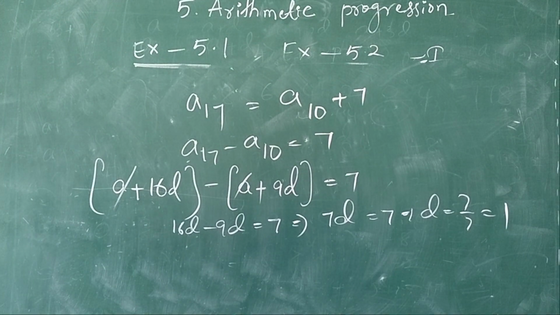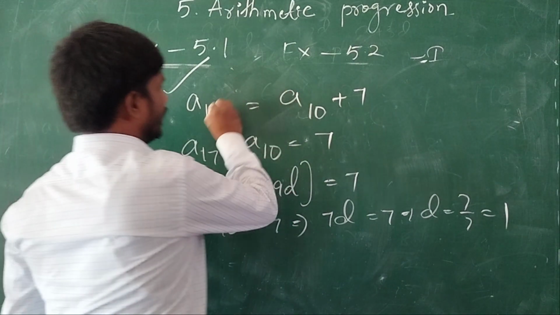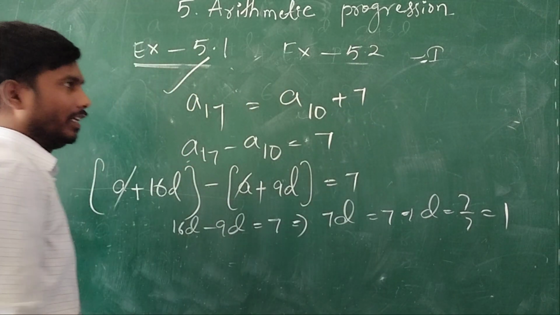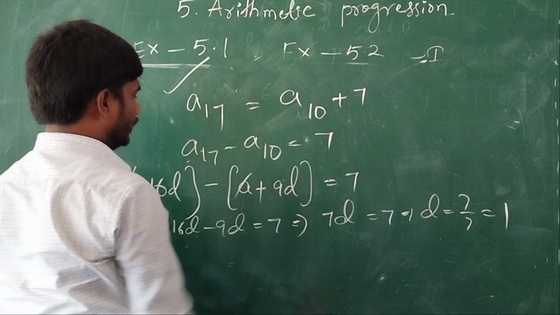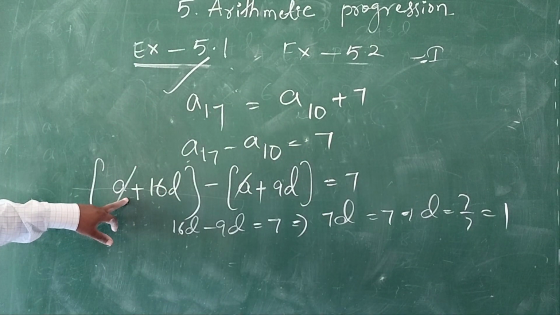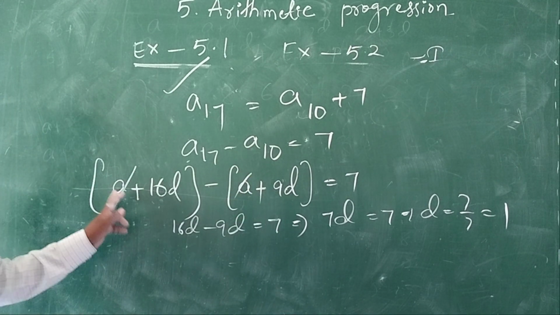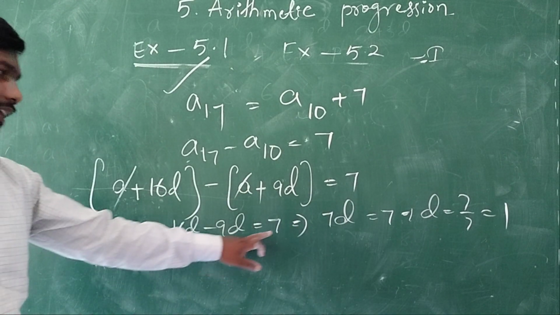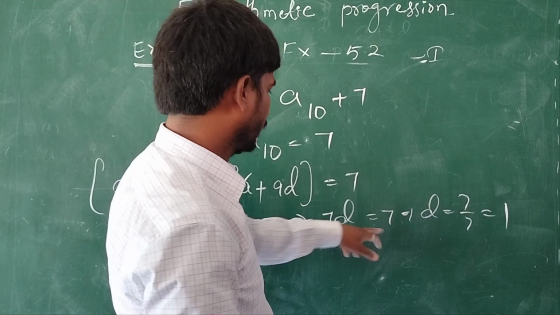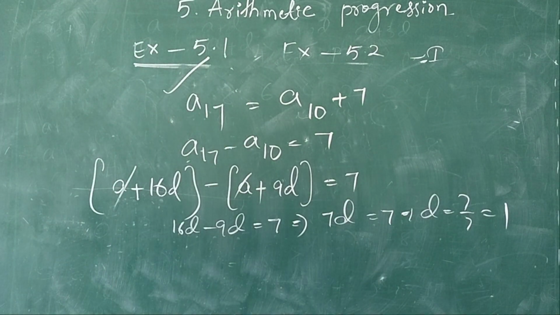So here it is asking only the common difference. That's it. Simple. The 17th term exceeds the 10th term by 7. It means the 17th term is equal to A10 plus 7. So A17 minus A10 is equal to 7. A17th formula is A plus 16D. A10th formula is A plus 9D. So A17 minus A10 is equal to 16D minus 9D, is equal to 7. 7D is equal to 7. D is equal to 7 by 7, that is 1. Common difference is 1.